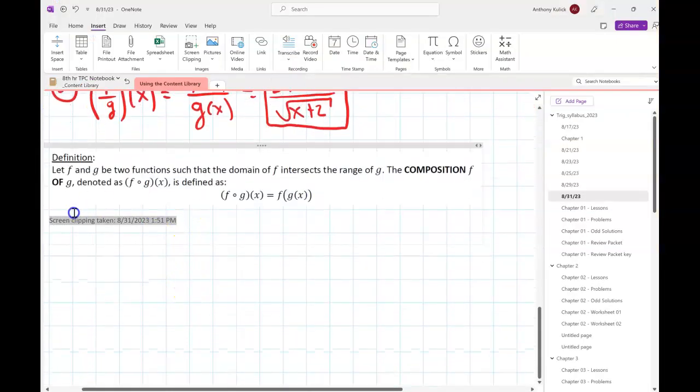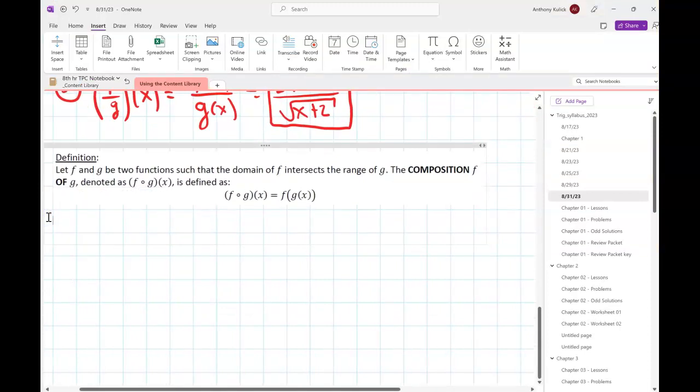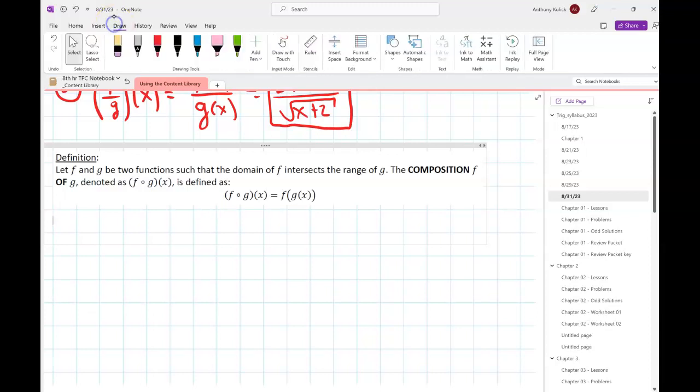So we say if f and g are two functions where the domain of f intersects the range of g, the composition f of g, denoted as this set of symbols, is defined as f of g of x.